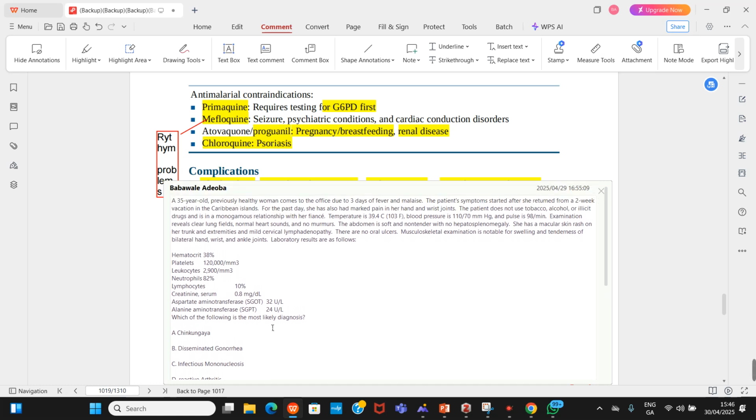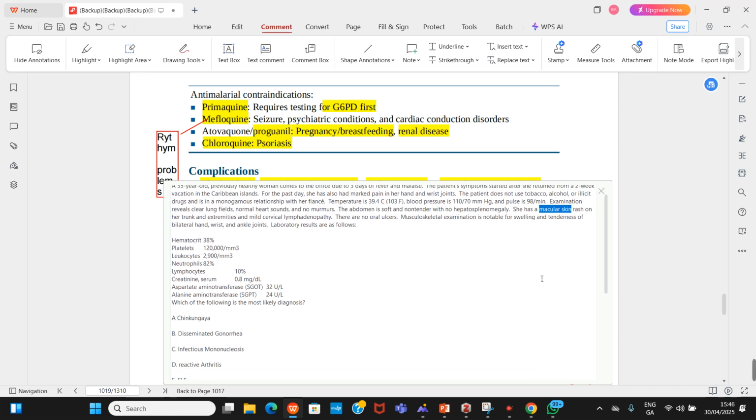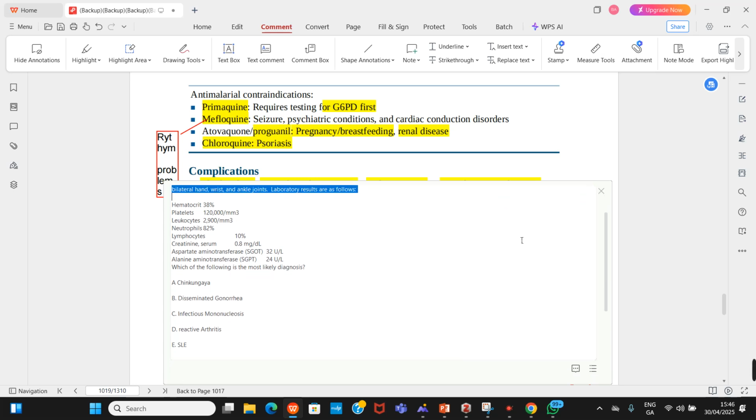Chikungunya. So why are we picking chikungunya here? The bilateral swelling of the joints. Fever. You can see the rash. Travel to endemic area. Exactly. And they told us that the joints are swollen and they are tender. So this is likely to be chikungunya.